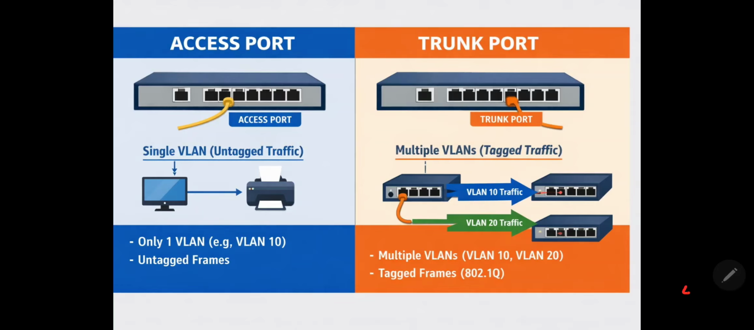To make VLANs work properly on a switch, different types of switch ports are used. The two most common switch port types are access ports and trunk ports. Each port type has a specific role in how network traffic is sent and received.